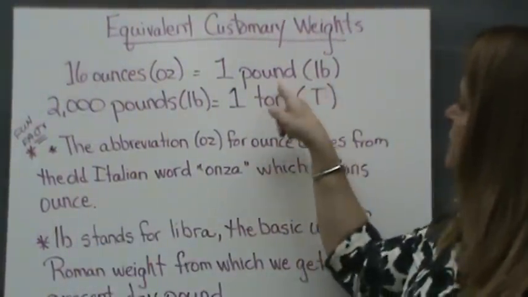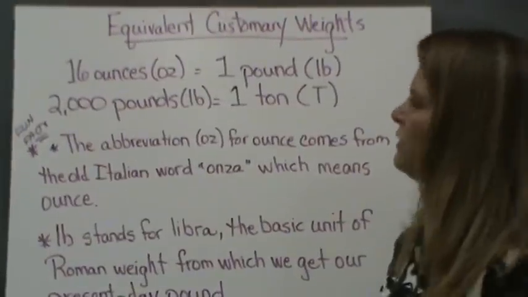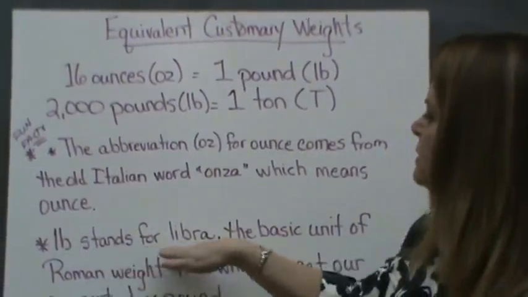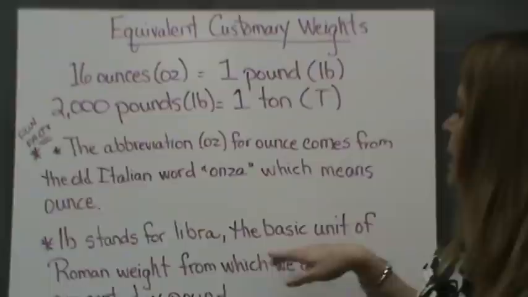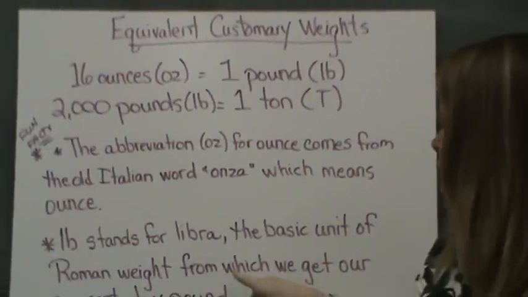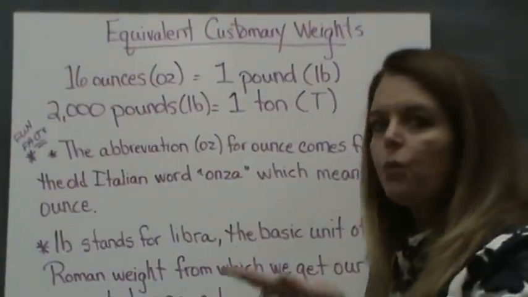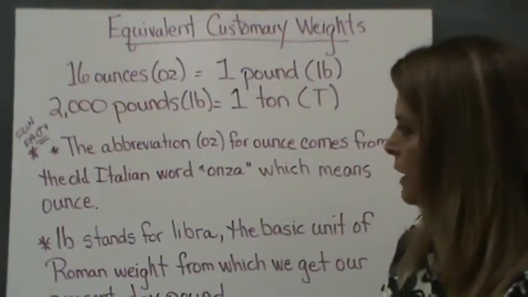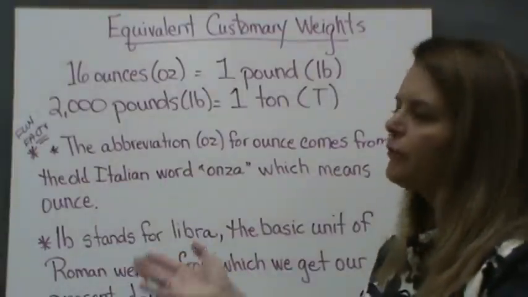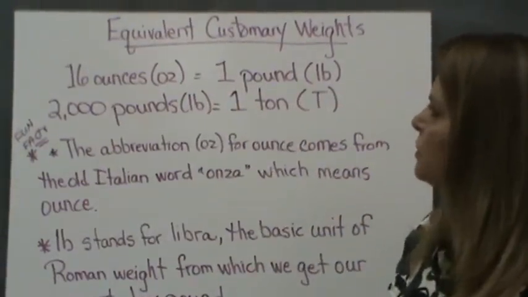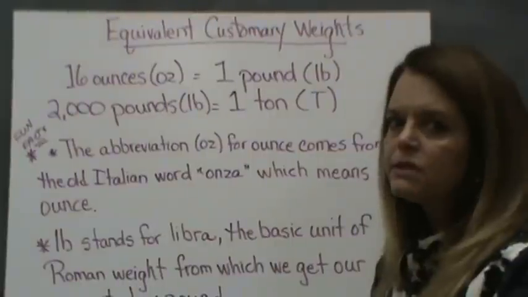LB, which is the abbreviation for pound, and there's not an L or a B in the word pound, stands for libra, which is the basic unit of Roman weight from which we get the present day word pound and the present day weight of pound. So they come from older words that we've used, parts of those words for our abbreviations. Just a fun fact.